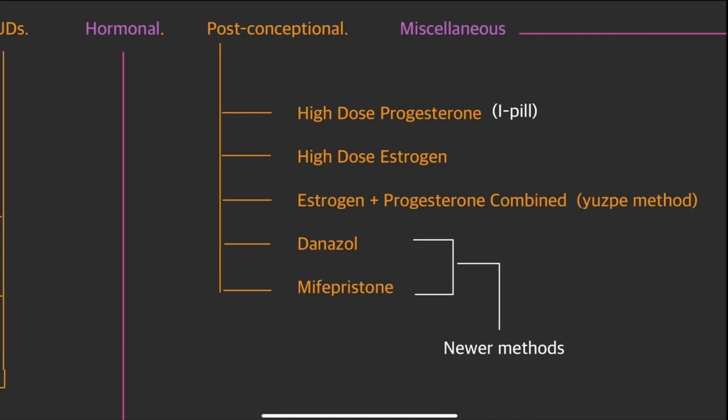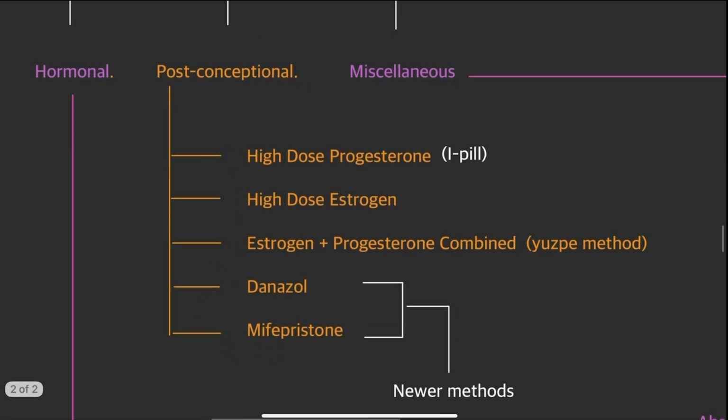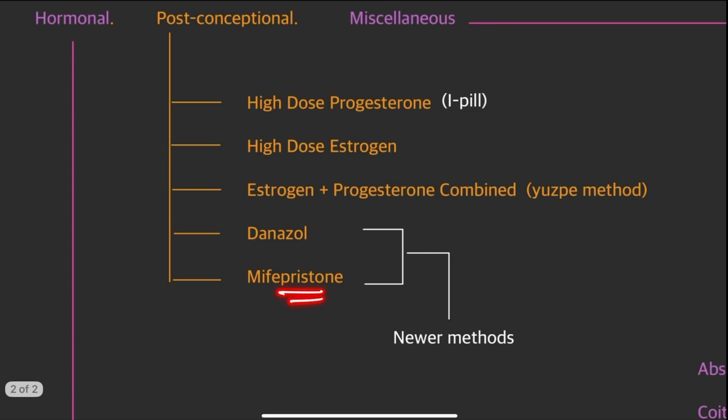Okay. As an emergency, emergency means there is failure of contraception, or if there is rape or anything. In that case, we can use any of these methods. The most efficient are mifepristone and the USP method. This USP method has to be given within 72 hours.